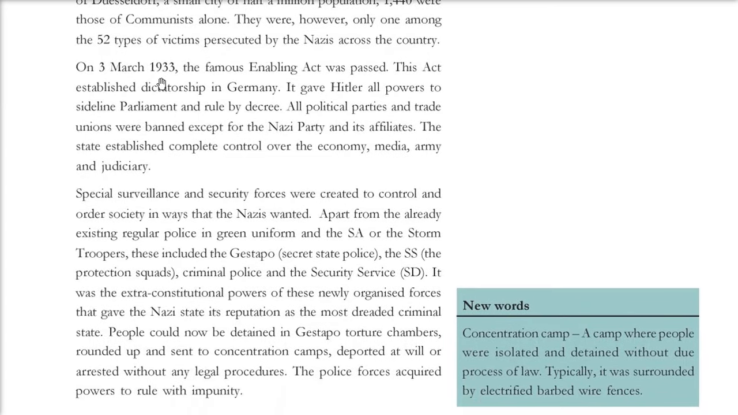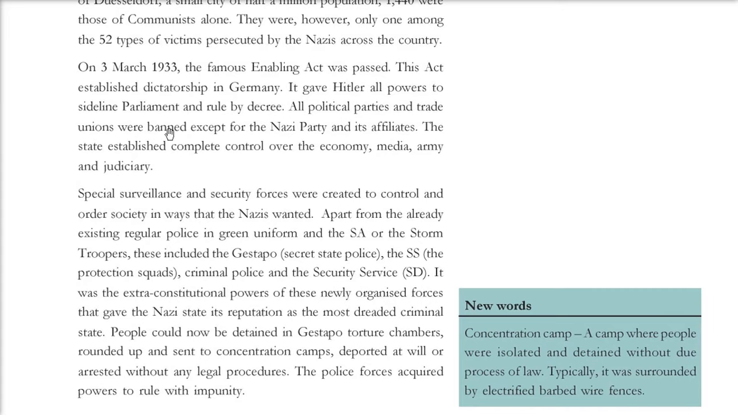On 3rd March 1933, the famous Enabling Act was passed at Hitler's instance, and this established dictatorship in Germany. That is why we call Hitler a dictator. This act gave him all the powers to sideline the parliament and rule by decree. Decree means one rule, meaning a single person can make decisions.